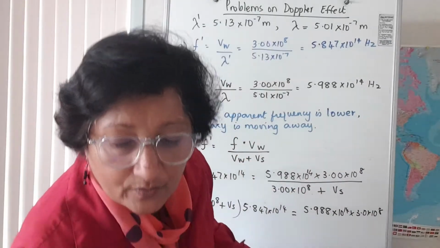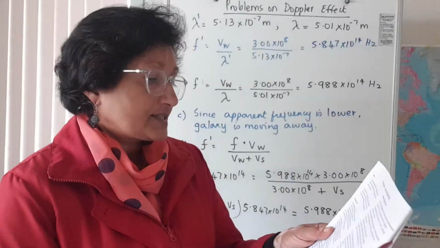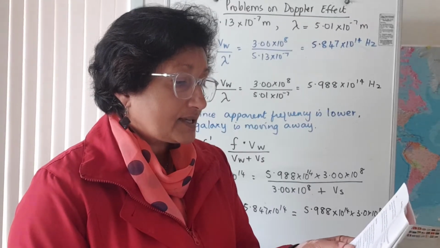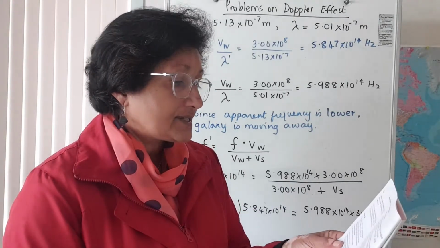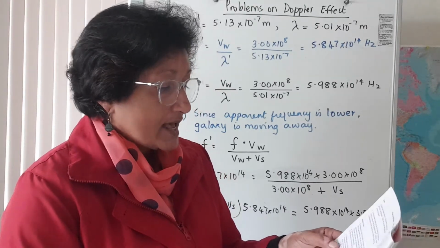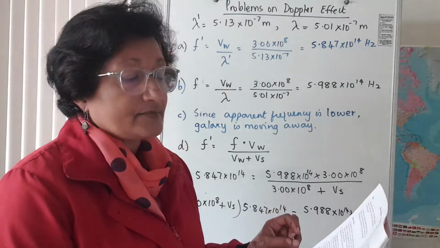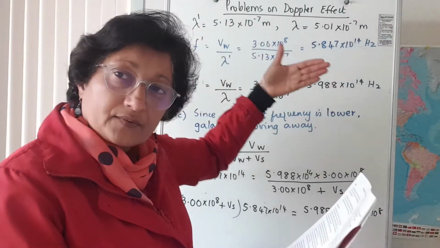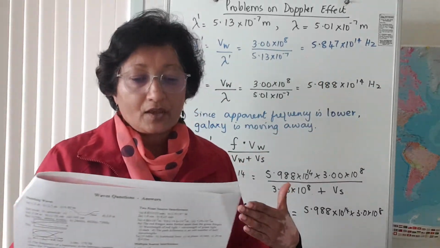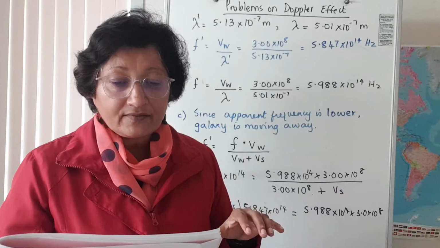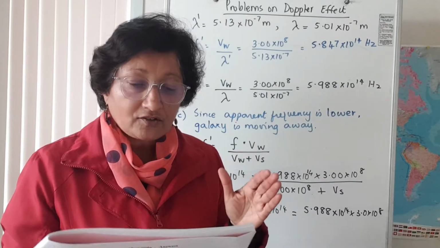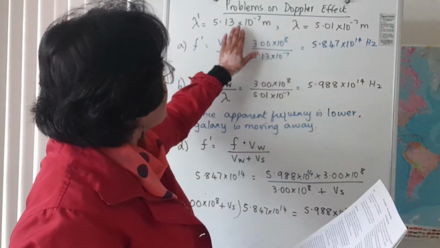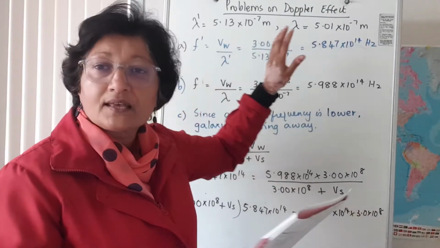Now this question number 2 in Doppler effect says a distant galaxy is rich in oxygen atoms, and an analysis of its spectrum indicates the wavelength associated with one of the intense spectral lines for oxygen has a wavelength of 5.13 times 10 to the power of negative 7 meters. So that's the apparent wavelength, the wavelength that you're getting from the distant galaxy. Also, the wavelength in the laboratory of the same spectral line is 5.01 times 10 to the power of negative 7 meters. Now, if you compare these two wavelengths, they're not the same, they're a bit different.